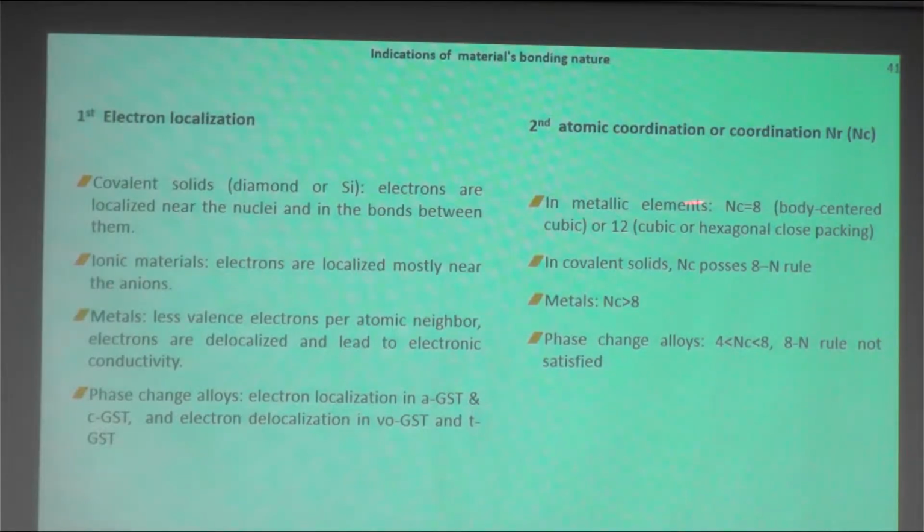In metallic elements, NC is 8 for body-centered cubic and 12 for cubic or hexagonal. In covalent solids, NC follows the 8 minus n rule. For metals, this is larger than 8. But for phase change materials, it's in between 4 and 8. So these rules are not satisfied. Again, we see differences between different bonding types, especially for phase change alloys.